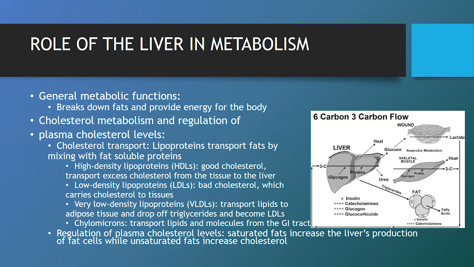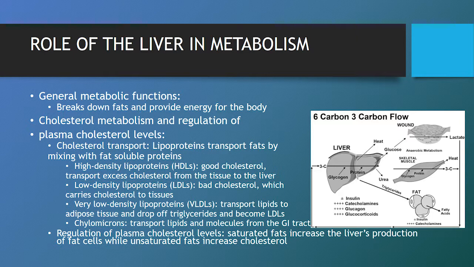There are different lipoproteins, which transport fats by mixing with fat-soluble proteins. So there's the high-density ones, which are good cholesterol, which transport excess cholesterol from tissue to the liver. The low density, which is bad cholesterol, carries cholesterol to tissues. And then there's the very low density lipoproteins, which transport lipids to adipose tissue and drop off triglycerides and then become the low density lipoproteins. And then there are the chylomicrons, which transport lipids and molecules from the GI tract.